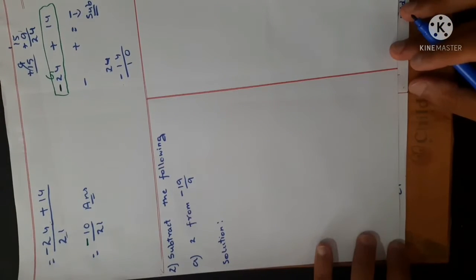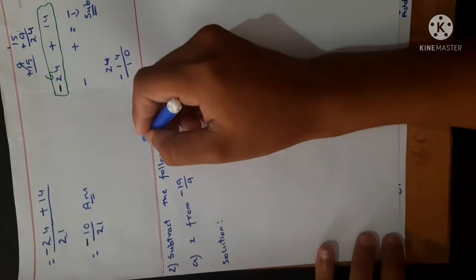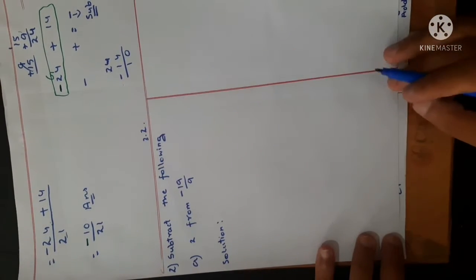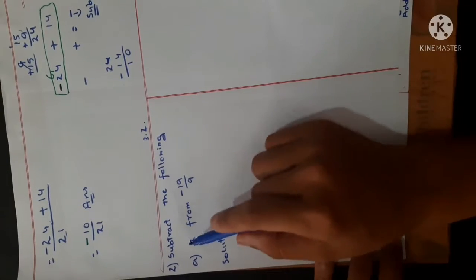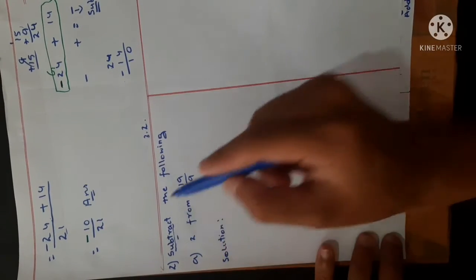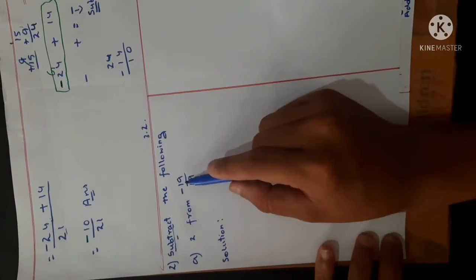Next question is question number 2a. This is again from exercise 3.2. Subtract the following. Subtract means we have to minus. So 2 from minus 19 by 9.